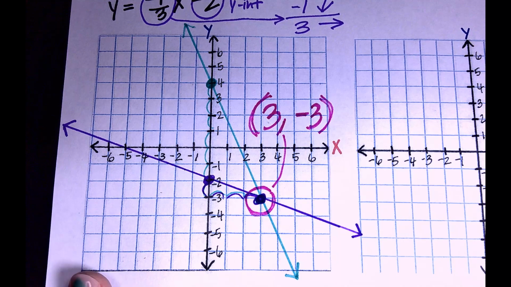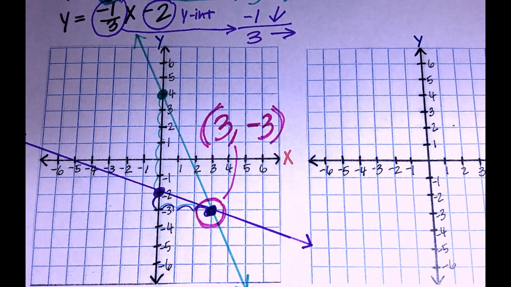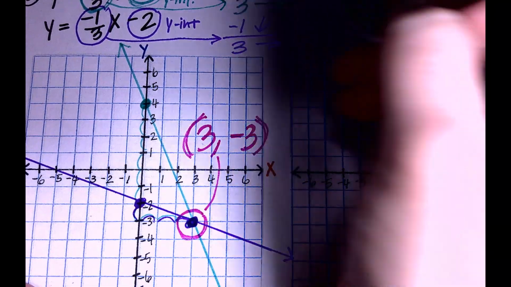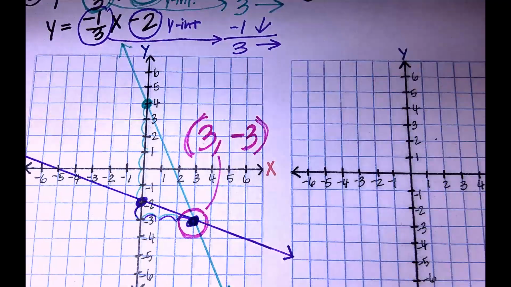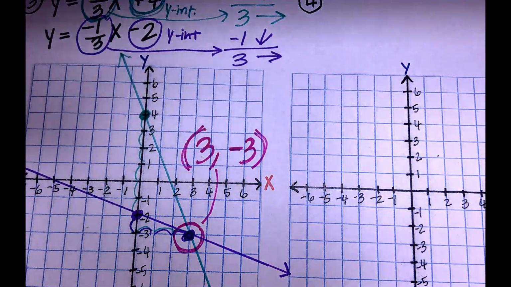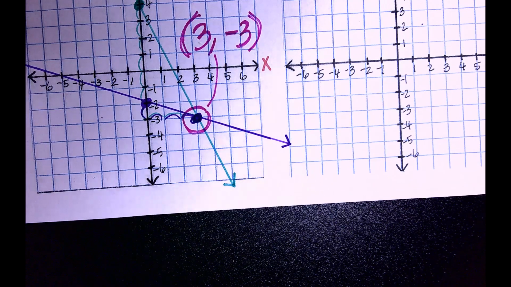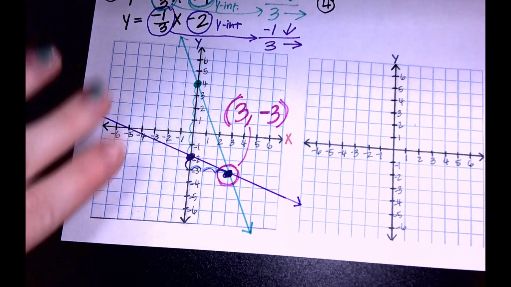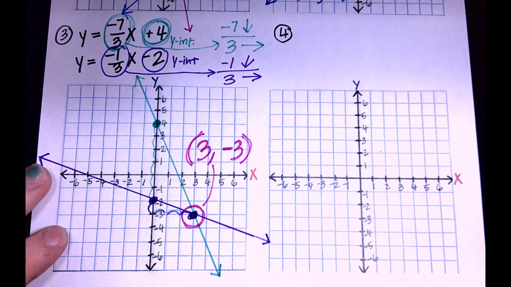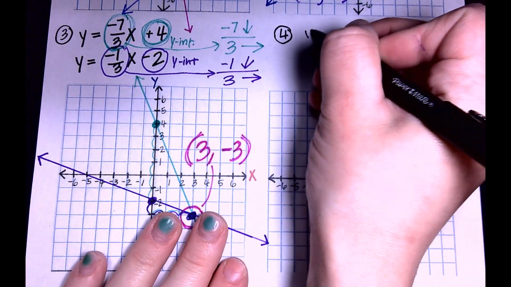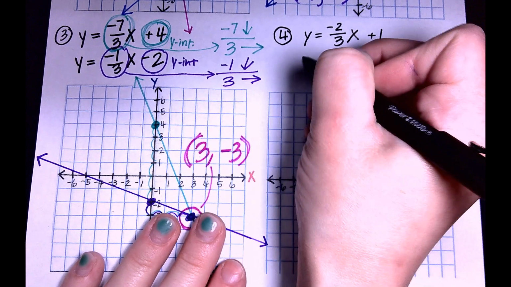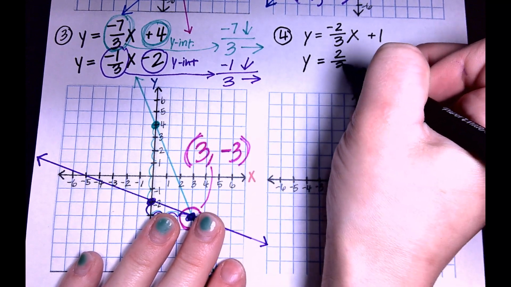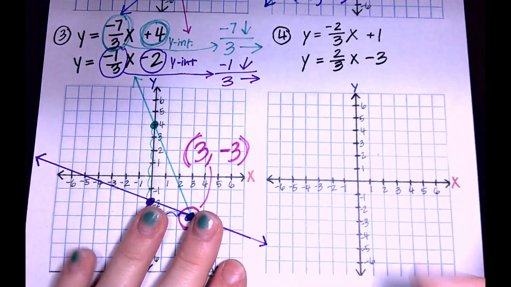Okay. Start writing the next one, and we'll look at that together too. So number 4. y equals negative 2 over 3x plus 1, and y equals 2 over 3x minus 3.